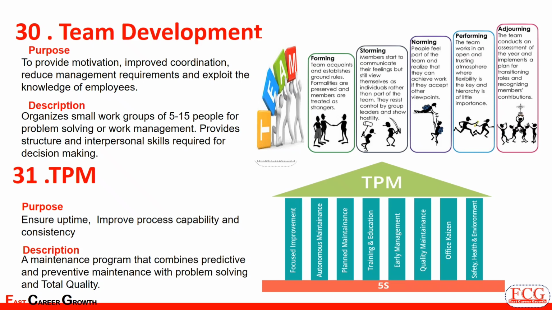Pillar 1, Autonomous Maintenance. Pillar 2, Process and Machine Improvement. Pillar 3, Preventative Maintenance. Pillar 4, Early Management of New Equipment. Pillar 5, Process Quality Management. Pillar 6, Administrative Work. Pillar 7, Education and Training. Pillar 8, Safety and Sustained Success. A maintenance program that combines predictive and preventive maintenance with problems.